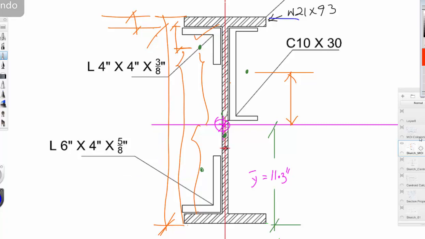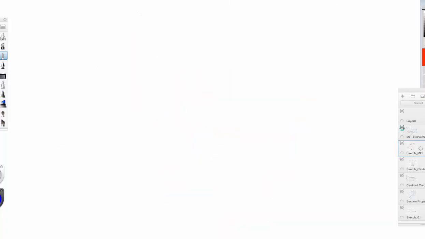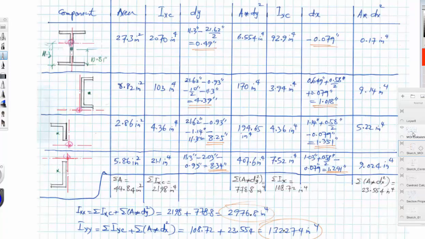Back to the sketch. Start the calculation. So here we go. The y is, like we said, 11.3 minus the y distance and then the thickness of the flange, and the x will be the x distance, half of the thickness of the web, minus 0.0079.